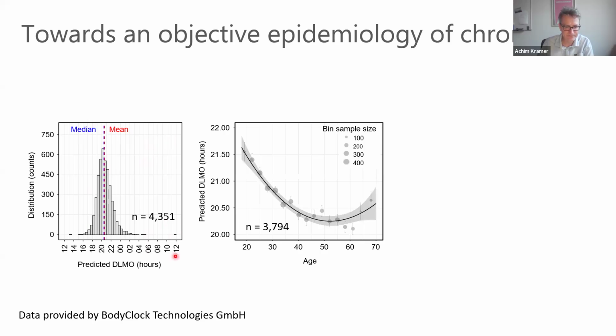20.5 hours. And when we now look at whether there is age dependence, we see similar things as Roenneberg saw. Young people have a later predicted DLMO, a later chronotype, and as you age, you become earlier and earlier, and then at the end, you see there are not so many people.